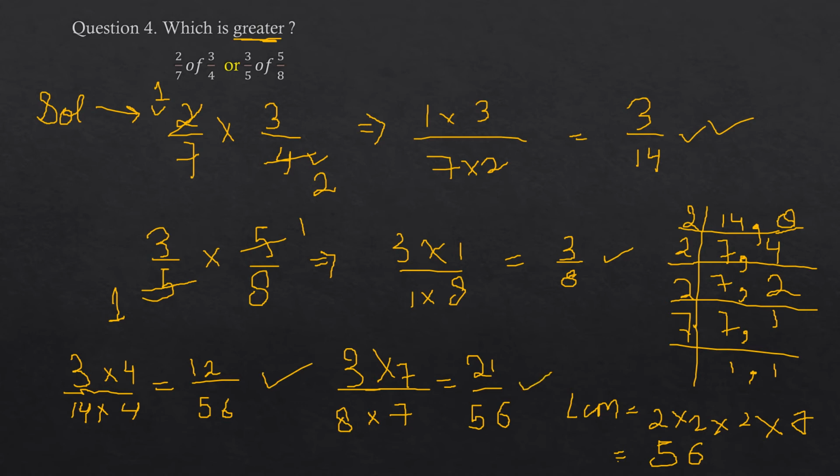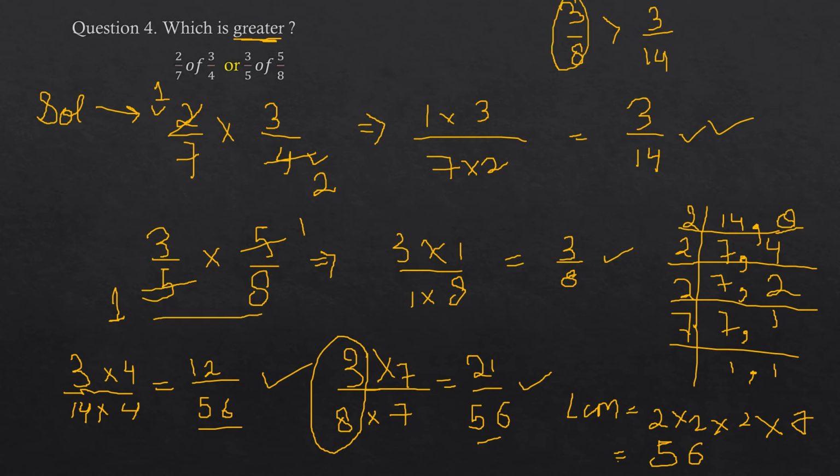Now we have to compare both of them. Which is greater? Denominators are the same, therefore 21 is greater. Hence 21 by 56 is equal to 3 by 8. Therefore 3 by 8 is greater than 3 by 14. Which one was 3 by 8? This one. Therefore this one is greater. Let me put the sign here: this one is greater than this one. This is how we solve this type of question.